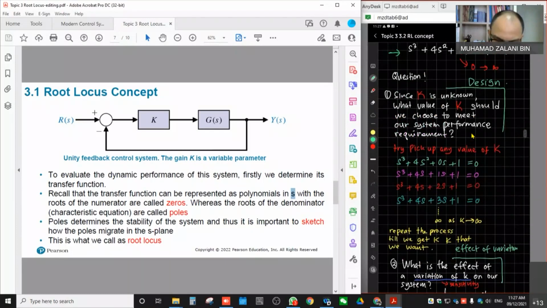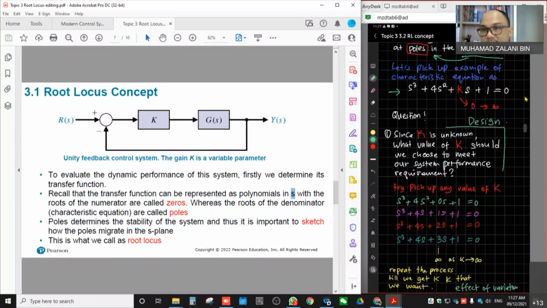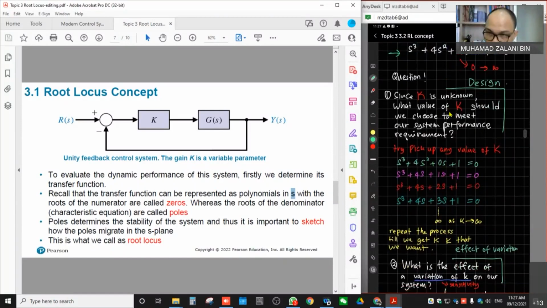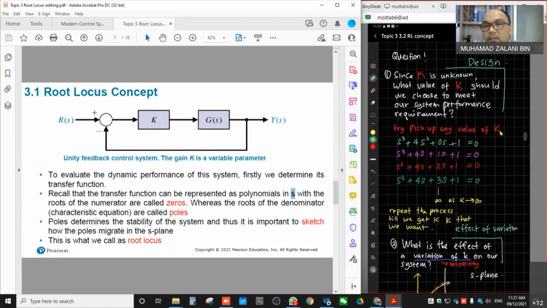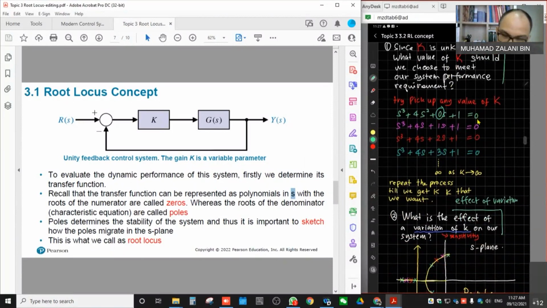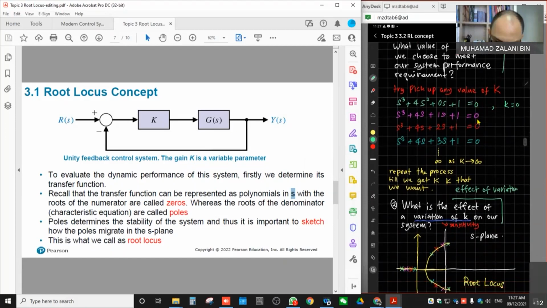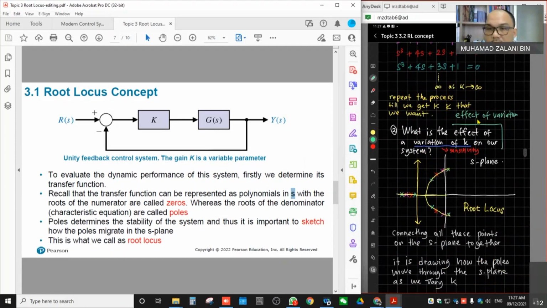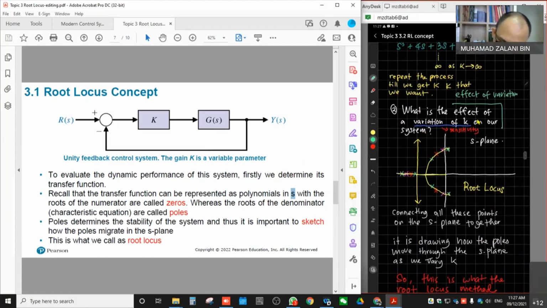Let's say in terms of design, I would like to pick any value of K for this characteristic equation. So let's do some trial and error. Let's pick a value of K here. I pick K equals 0. For my first equation, I pick K equals 0, and then I get my plot, down here.